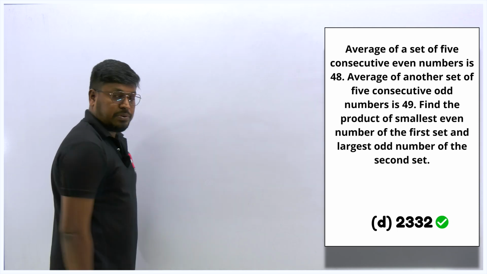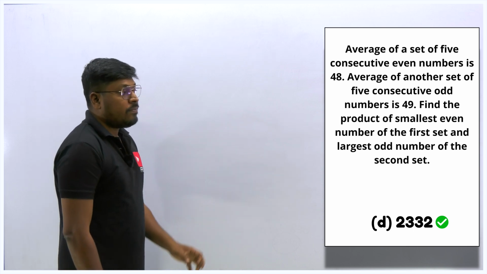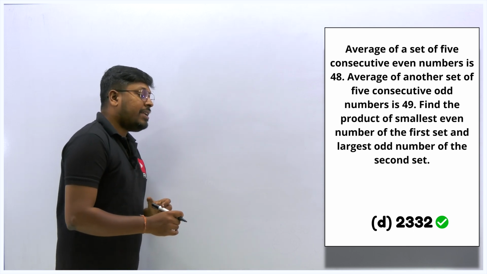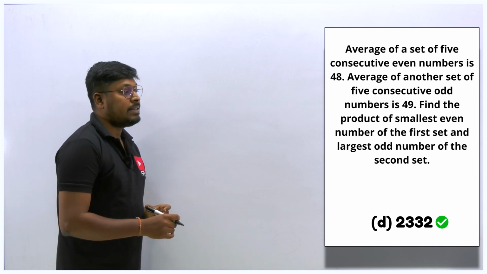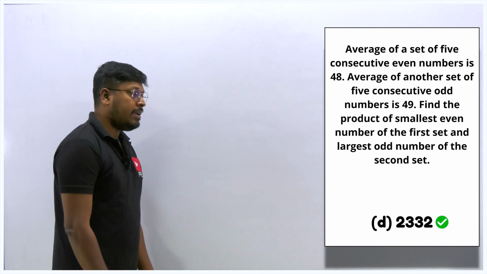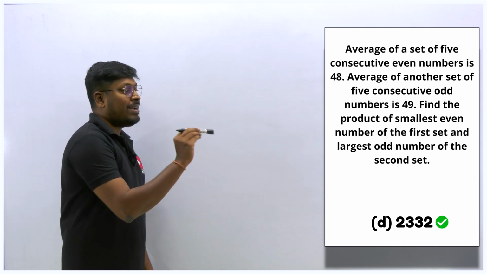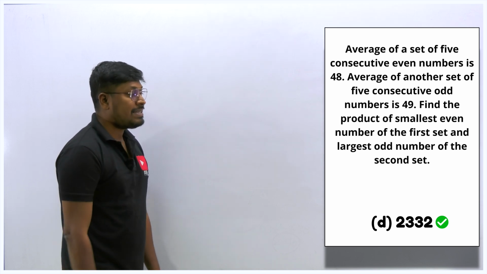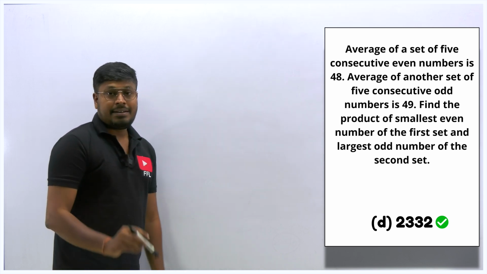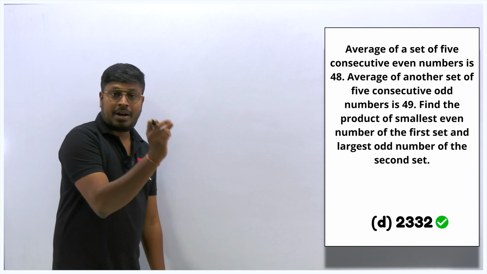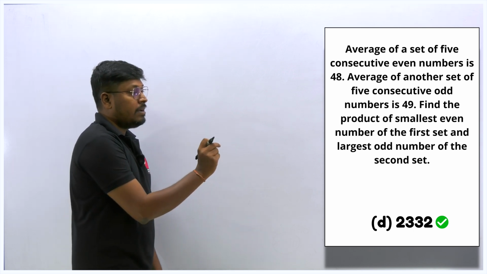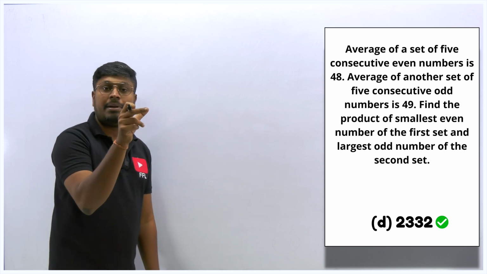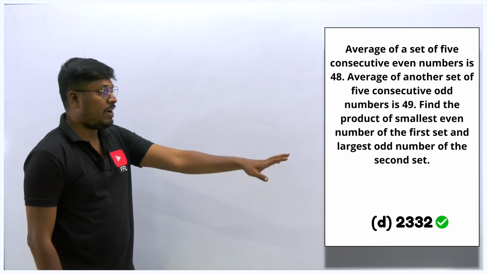Next question: the average of 5 consecutive even numbers is 48. The average of a set of 5 consecutive odd numbers is 49. Find the product of the smallest even number of the first set and the largest odd number of the second set. Our target is to find the smallest even number and the largest odd number of the second set, multiply both, and find the answer.